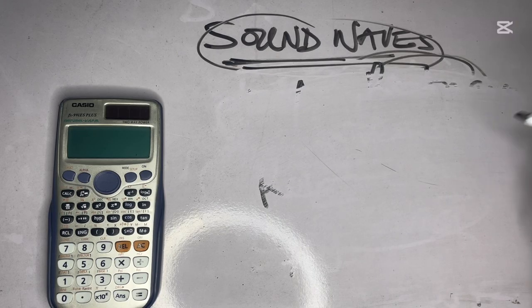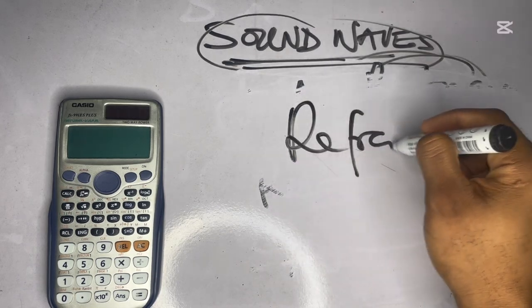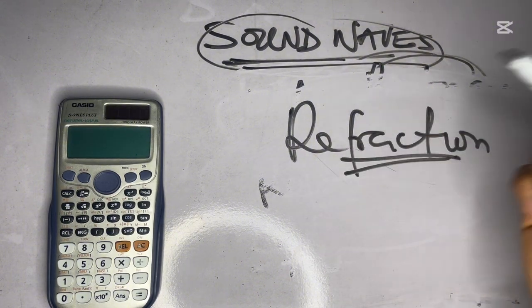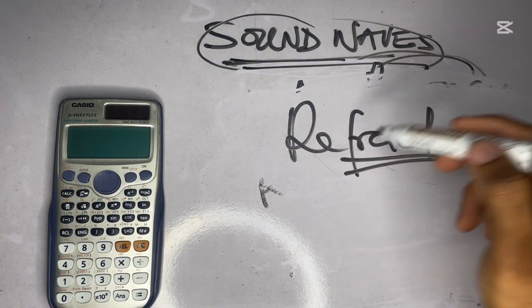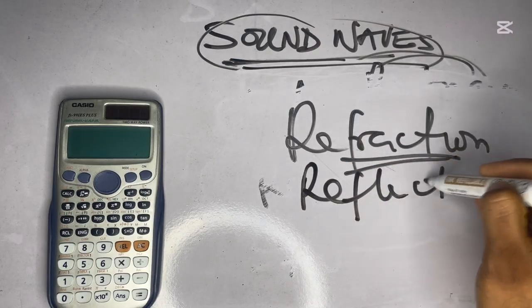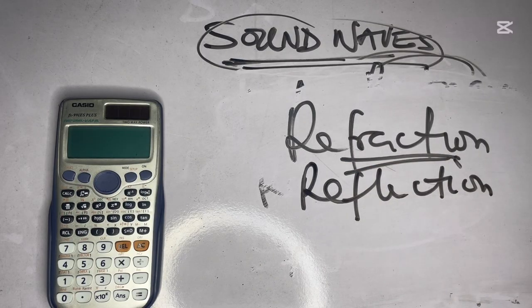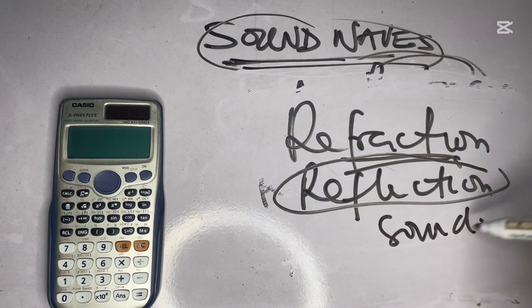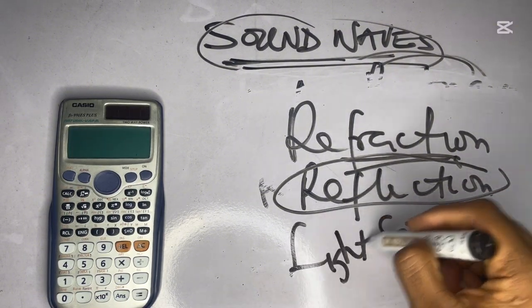And another one is what we call refraction. Another characteristic is refraction. Refraction is the bending of sound waves. It's the opposite of reflection. Reflection is the bouncing of sound waves. But you cannot use reflection for sound in particular, because reflection mostly has to do with light.